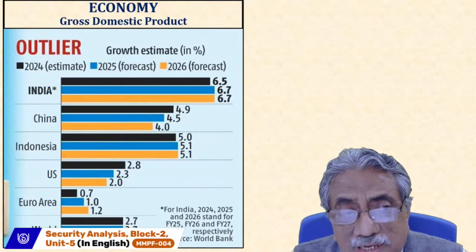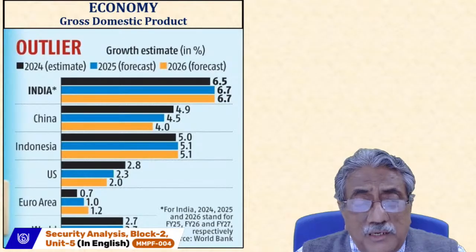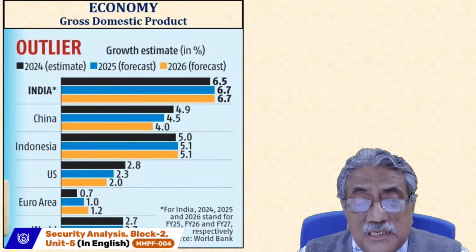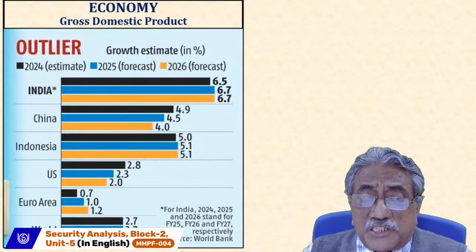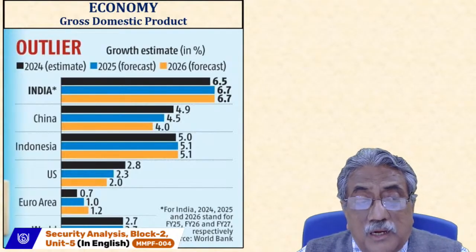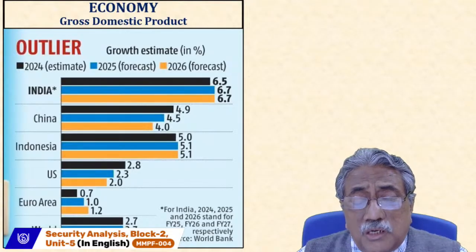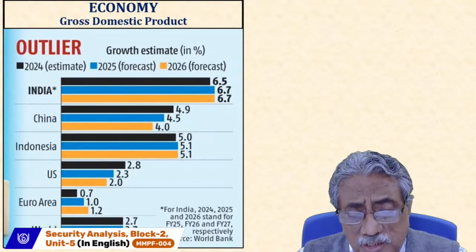Following India, you will find China, then Indonesia is doing very well. Please note that the US is a very big economy, and so is China. Then the Euro area and then the world. The world is at 2.7 and we are at 6.5. So our growth is really good.